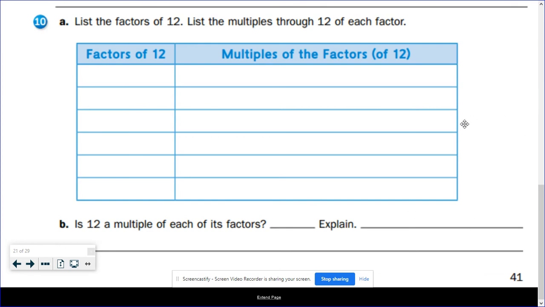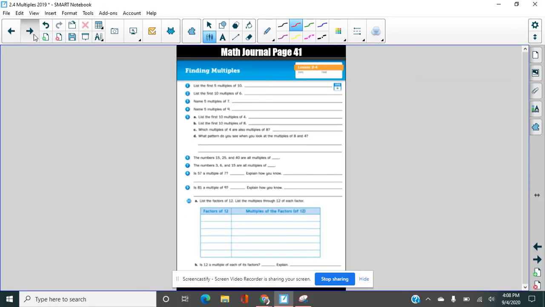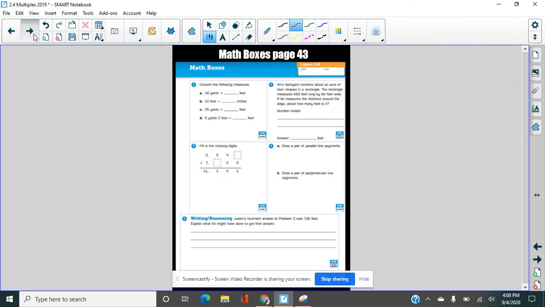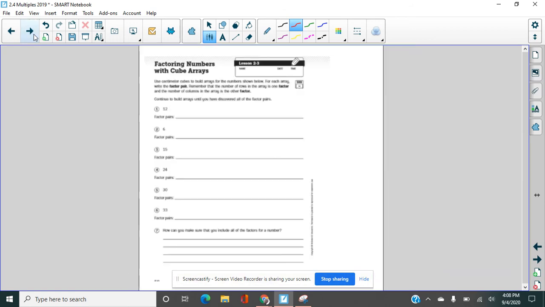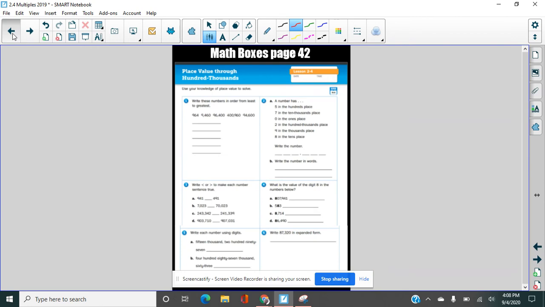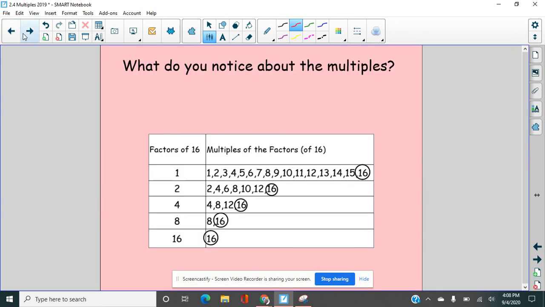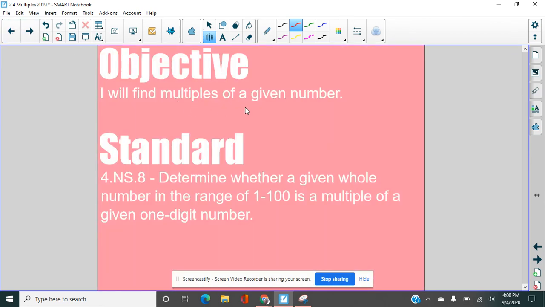All right. So that was our goal today, to be able to, where's my goal? My goal's missing. Let's see if it's back here. There it is. Find multiples of a given number. There's multiples in our standard. If you need help with something, please let me know. And good luck.